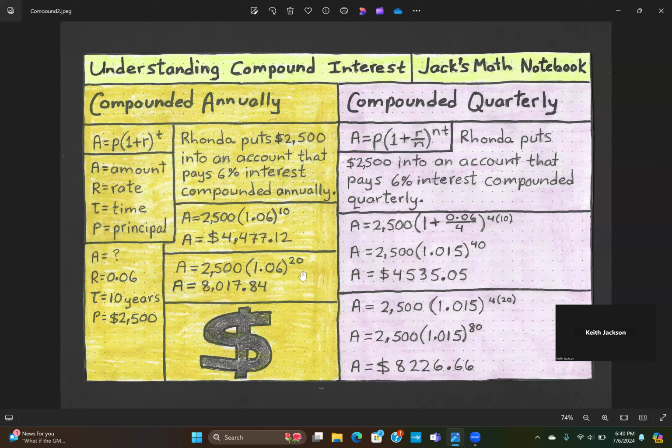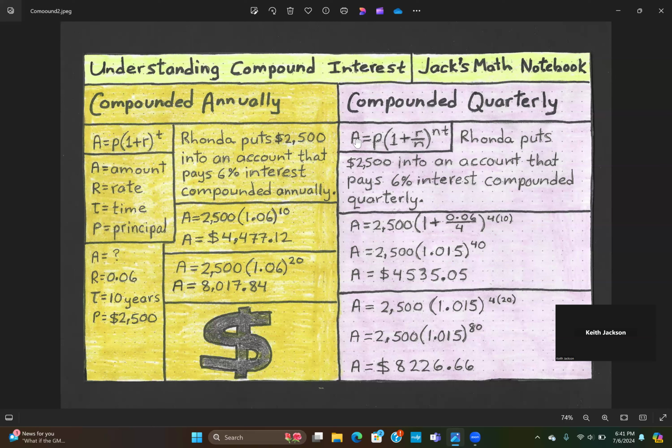Let's see what happens to our amount when we go 20 years into the future. When we go 2,500 times the quantity of 1.06 raised to the 20th power, our new answer is $8,017.84. That's what happens if you just keep $2,500 in your account for 20 years. Imagine that. And let's go to compounded quarterly.